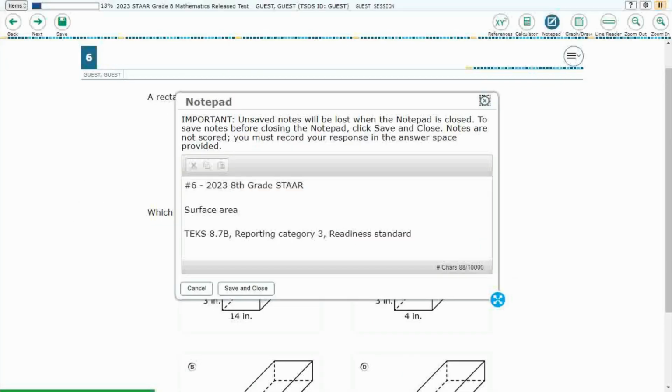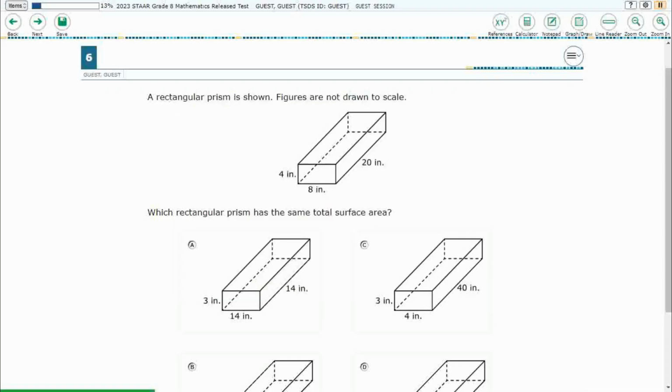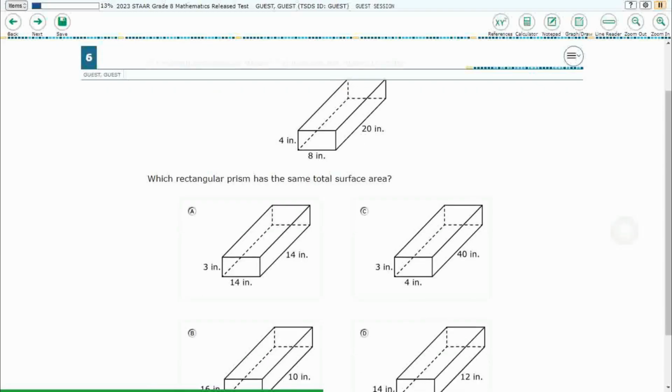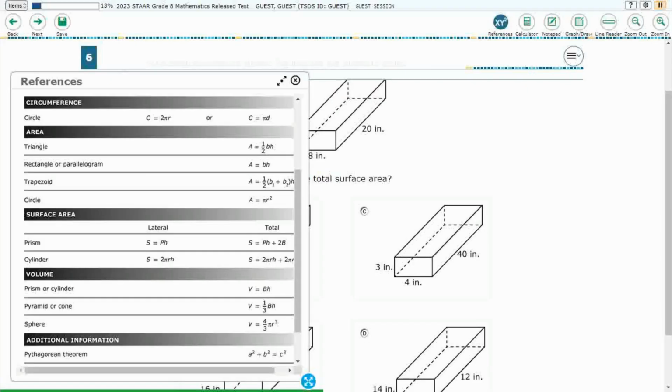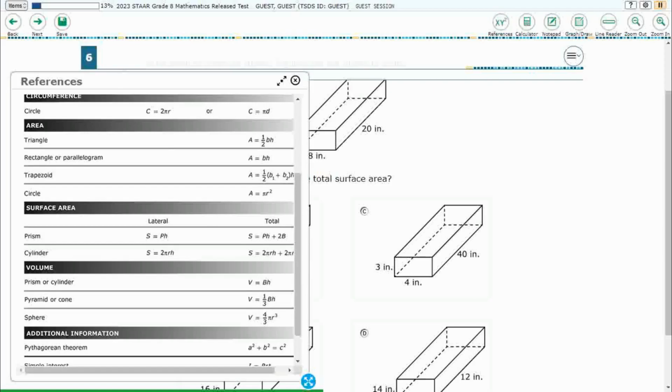For number 6, we are looking at a readiness standard in reporting category 3. This is dealing with surface area, TEKS 8.7b. So we have a rectangular prism here, and we need to find which rectangular prism has the same total surface area. So we should open up our reference material, take a look at our surface area. We're looking for two things. Number one, total rather than lateral, so that's going to be on the right side, and then prism, not cylinder.